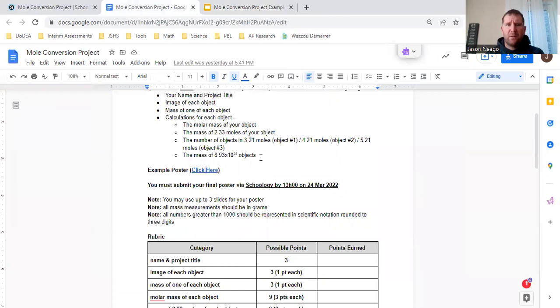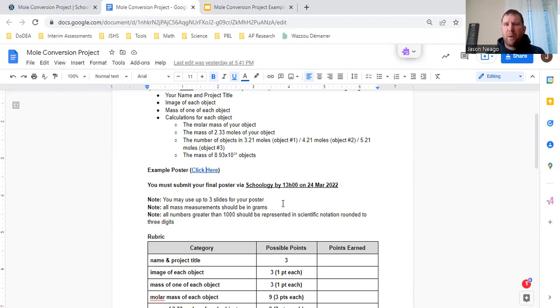So moving back to our assignment, you must submit your final poster. It needs to be submitted or uploaded via Schoology by 1300 on the 24th of March. I will not accept things that are shared with me. Please make sure that you are uploading it to Schoology to this assignment so that I can grade it. You may use up to 3 slides for your poster. You can put it on 1, you can put it on 2, I don't care, but you have up to 3 slides that you can use for your poster.